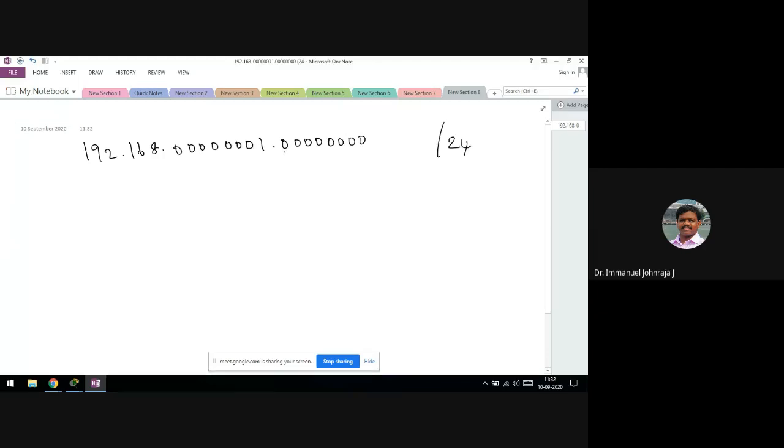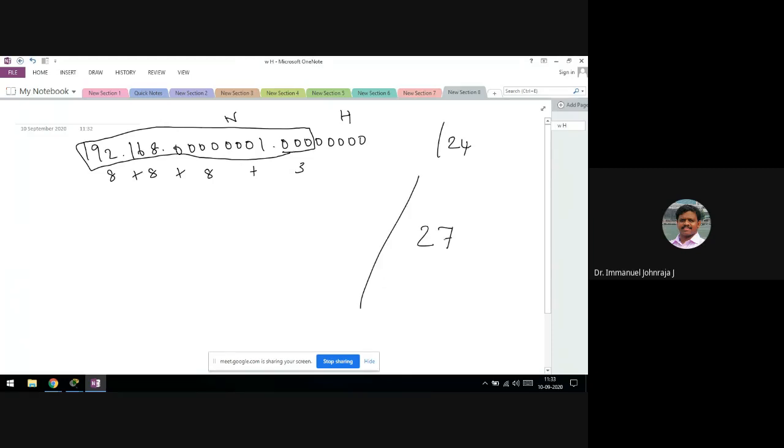So these are the 3 bits I'm going to borrow, so that they become part of the network portion. This is the network portion, this is the host portion. With the network portion, how many bits do I have? 8 plus 8 plus 8 plus 3. So it's going to be 27. By default, the mask becomes 27. It is no more 24, it has become 27.